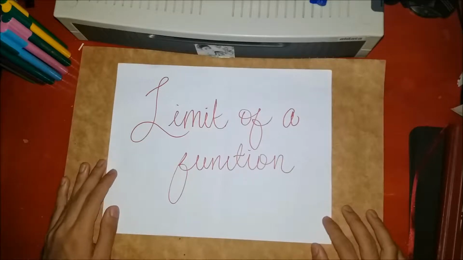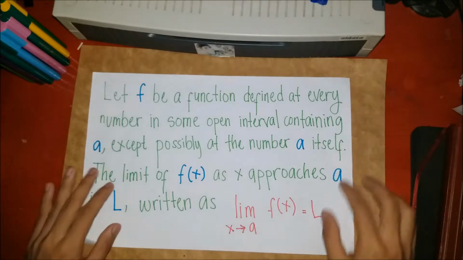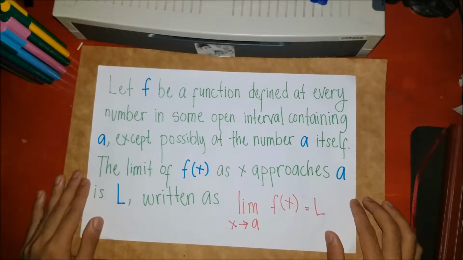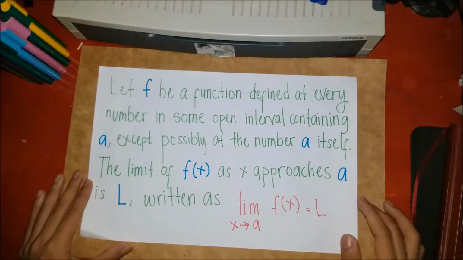But first, let's define the limit of a function. Let f be a function defined at every number in some open interval containing a, except possibly at the number a itself. The limit of f of x as x approaches a is L, written as the limit of f of x as x approaches a equals L.